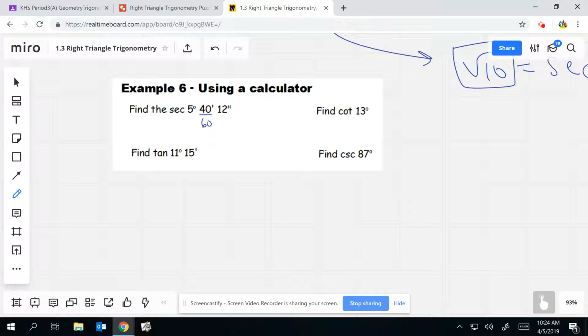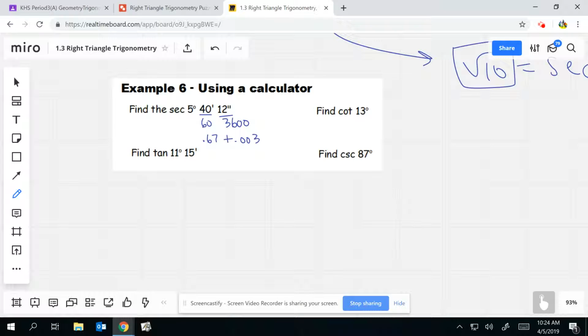There are 60 seconds in every minute, so that means there's going to be 3,600 seconds in every degree. 60 times 60. So I'm going to divide these. If you just take 40 divided by 60, you'll get 0.6 with a bar on it, so I'm just going to round it to 0.67. And then you'll get 0.003 when you divide 12 divided by 3,600. It would also have a bar on it, but I'm just going to leave it like that.